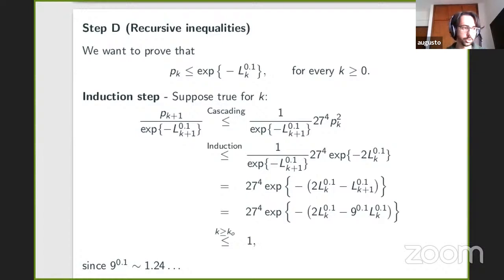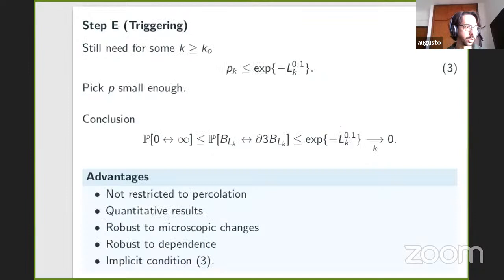So the last step in induction is to prove the thing for the first member of the induction, k0. And that's what we called in the first slides triggering, which is a fancy name for proving the first step of the induction. So we still need to prove that for some k larger than k0, think k0, right? Pk0 is smaller than what it's expected to be, exponential minus lk0 to the 0.1. How do we do this? I mean, it's a big fixed box, right? We want to show that the small kernel is connected to the boundary of the big kernel with a small probability.